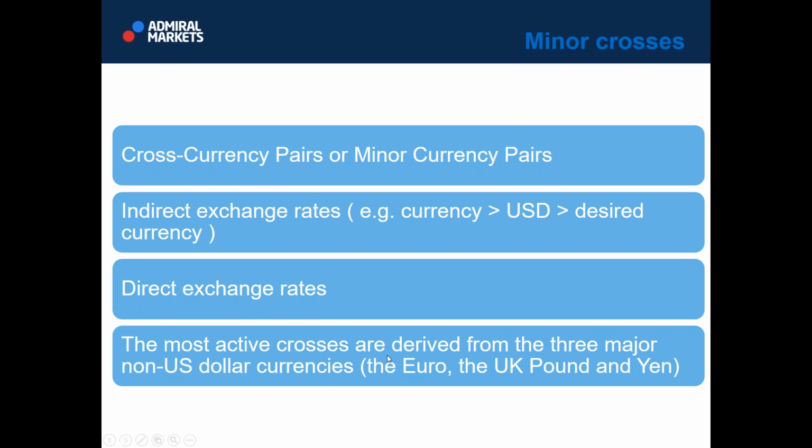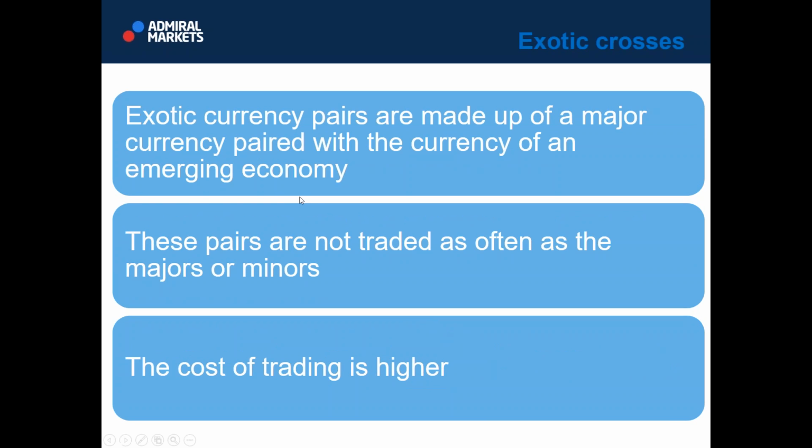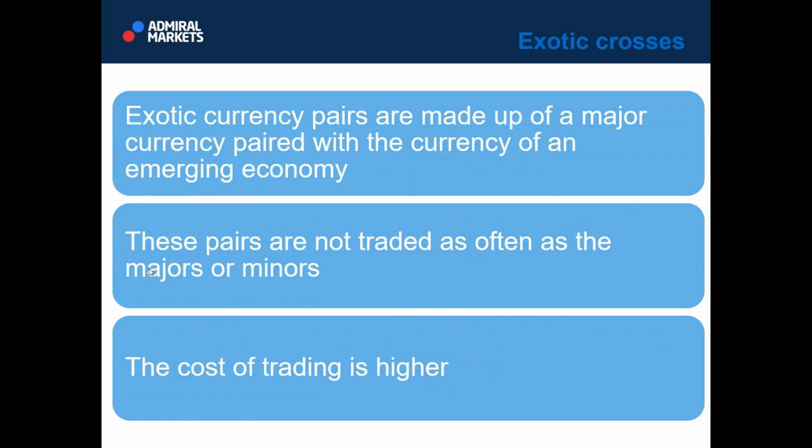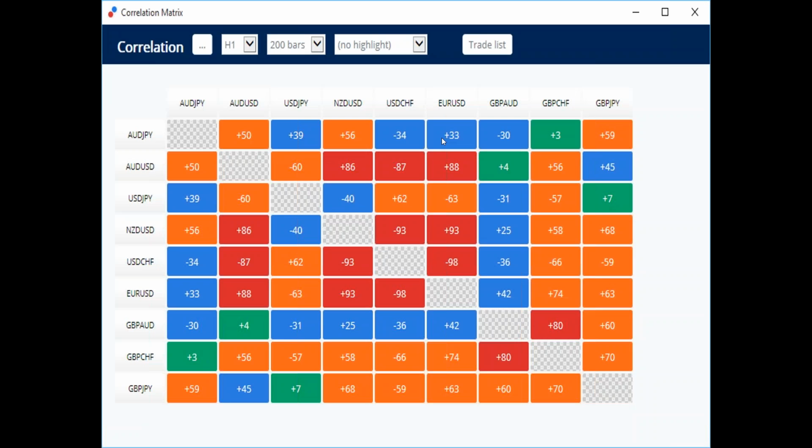So the most active crosses are derived from three major non-US dollar currencies: Euro, UK pound, and yen. Okay? So the most active crosses. Exotic currency pairs are made up of a major currency paired with a currency of an emerging economy. These pairs are not traded as often as majors or minors, and sometimes the cost of trading is higher. And yes, someone asked me about advantages. We will get to it, so don't worry.